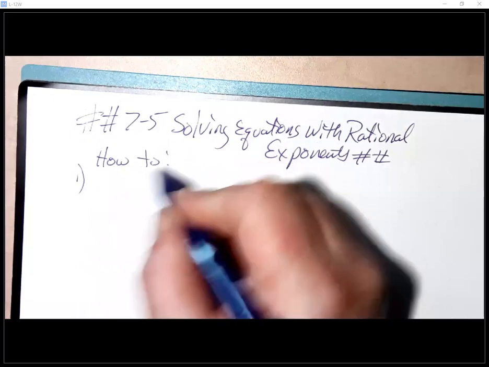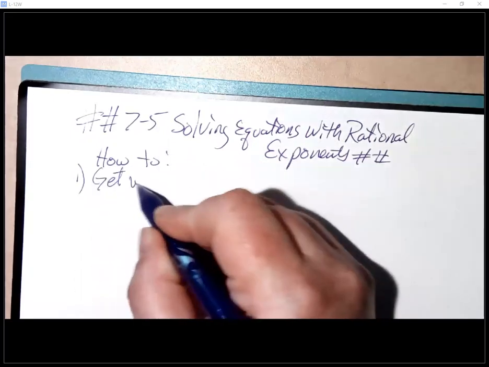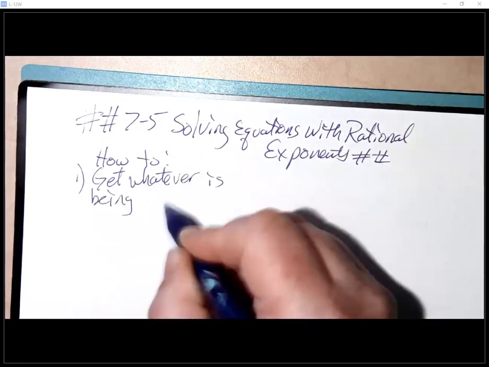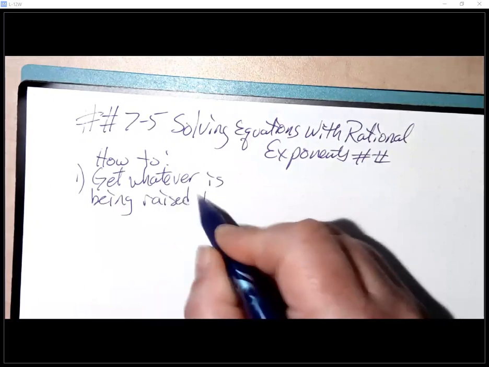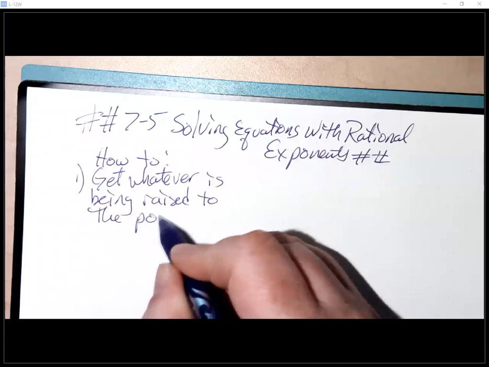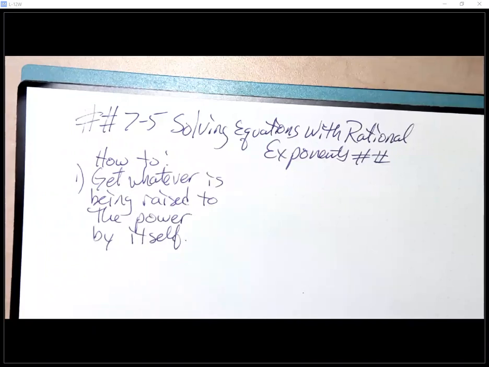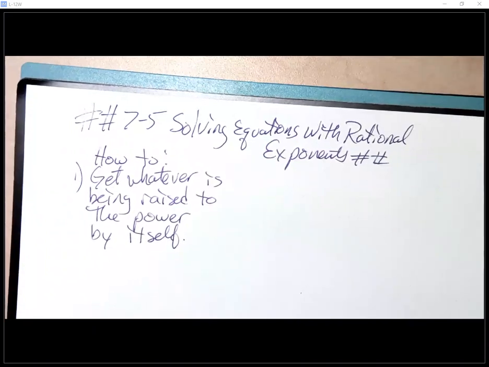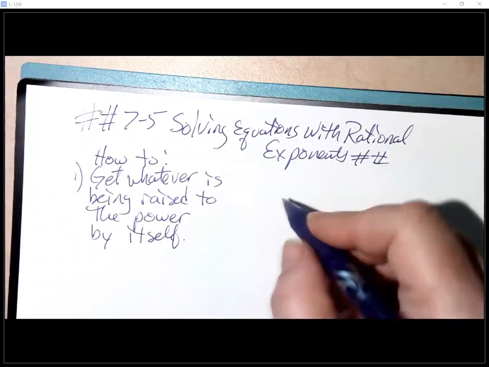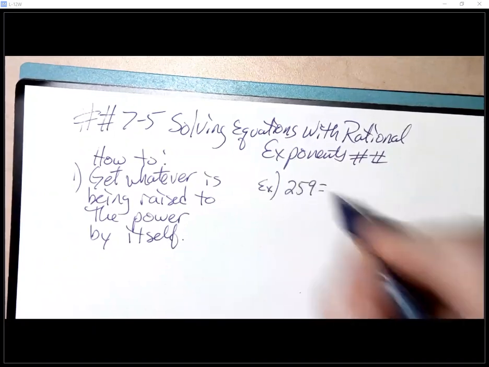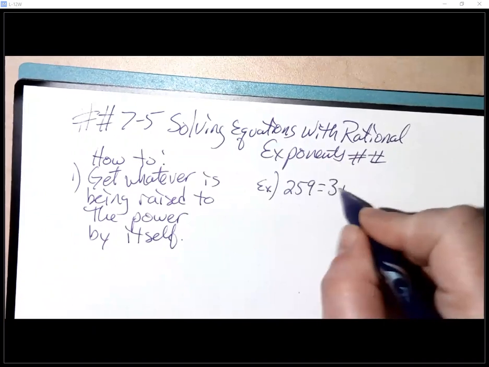Step 1, get whatever is being raised to the power by itself. So maybe we could do an example problem as we work our way through this. Let's jump to number 9 real quick. So my example problem I'll do over here. It says 259 equals 3 plus x to the 4/3 power.